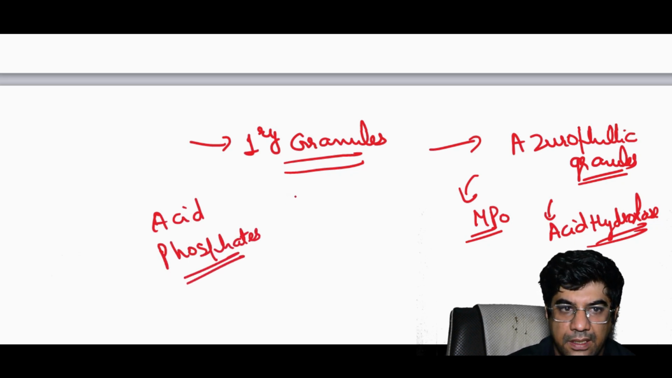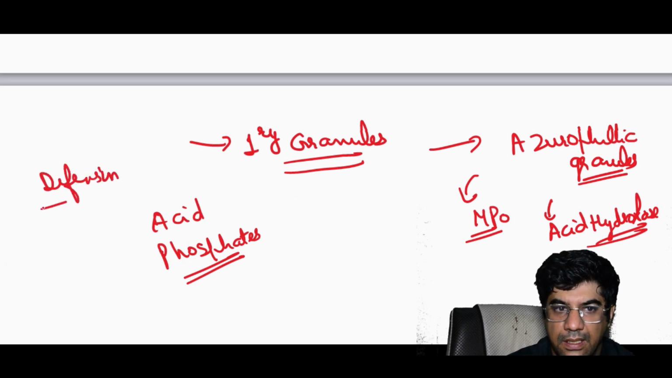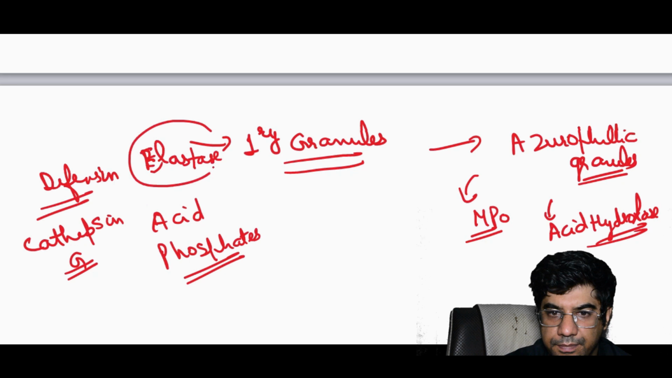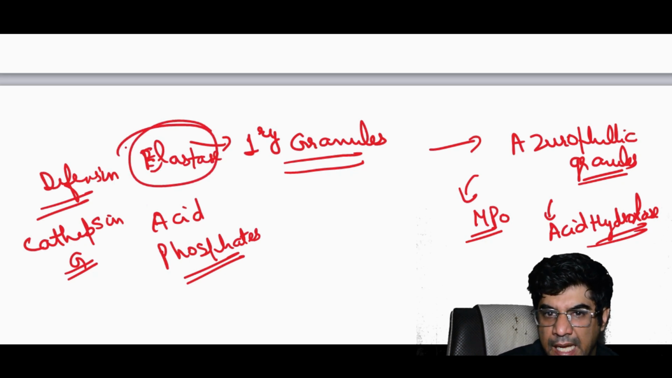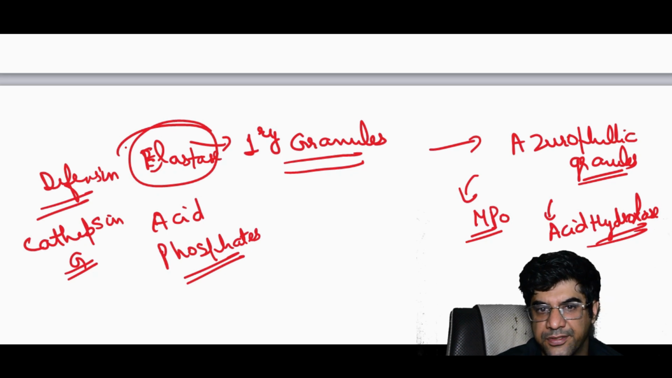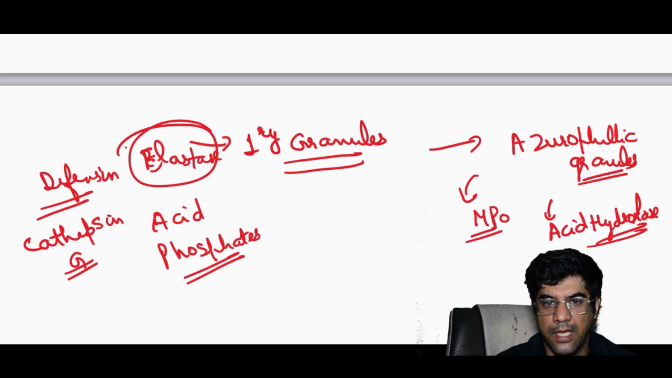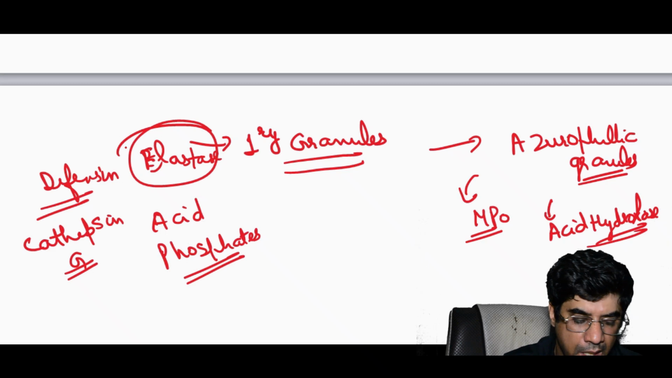Other is defensin, cathepsin G. What is the role of cathepsin G? It will degrade the proteins. Elastase. What is the role of elastase? It will break down elastin. So why are these enzymes in the azurophilic granules so important during inflammation? These enzymes help in breaking down and destroying bacteria so that infection can be controlled.